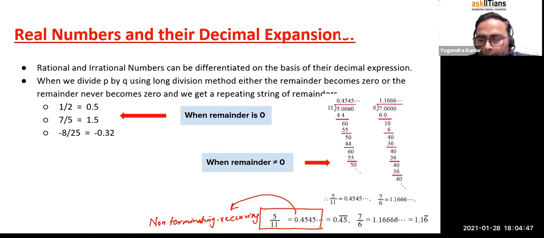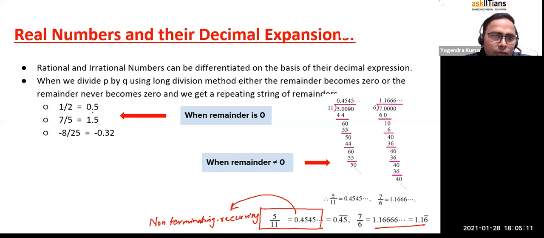Non-terminating recurring. This is also non-terminating recurring. So whenever the non-terminating form is recurring, it is a rational number. If the non-terminating form is non-recurring, meaning it is not repeating itself, then that decimal form is what? Irrational number. As simple as it is. I hope you are getting the idea.